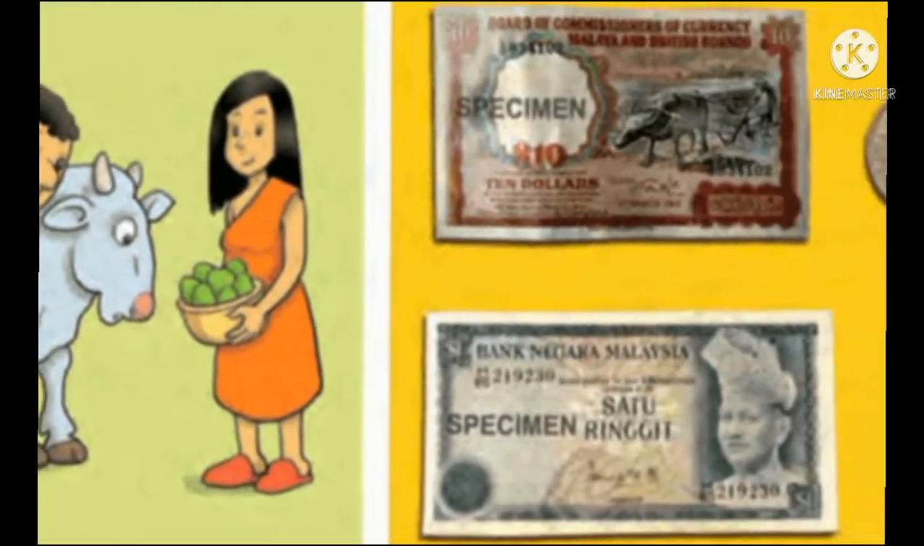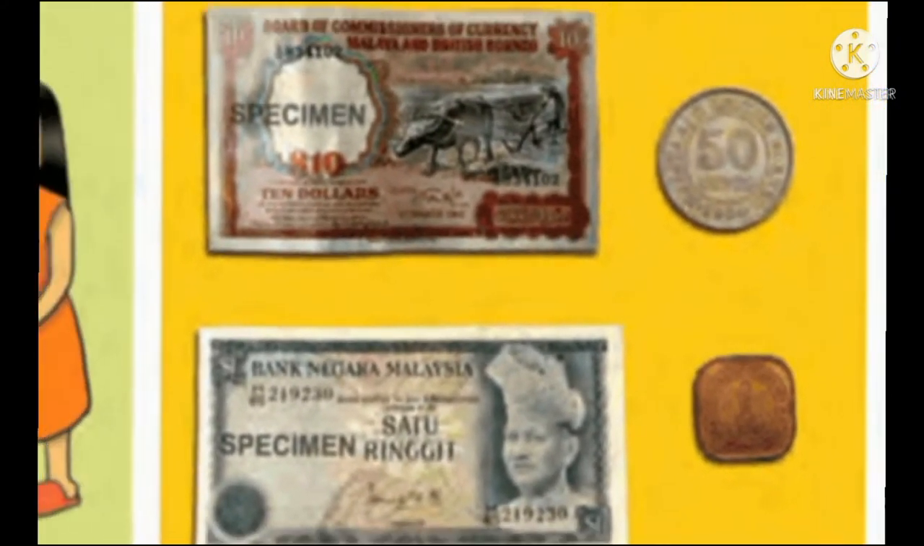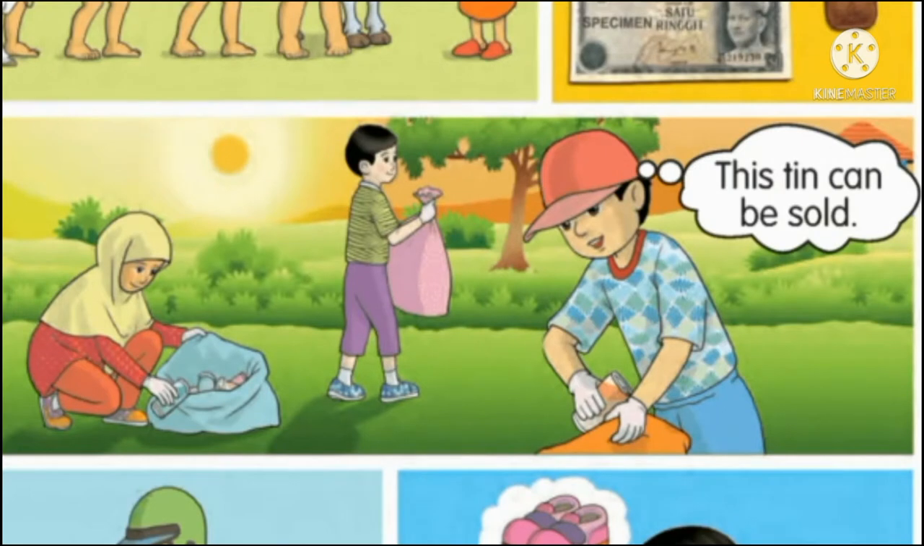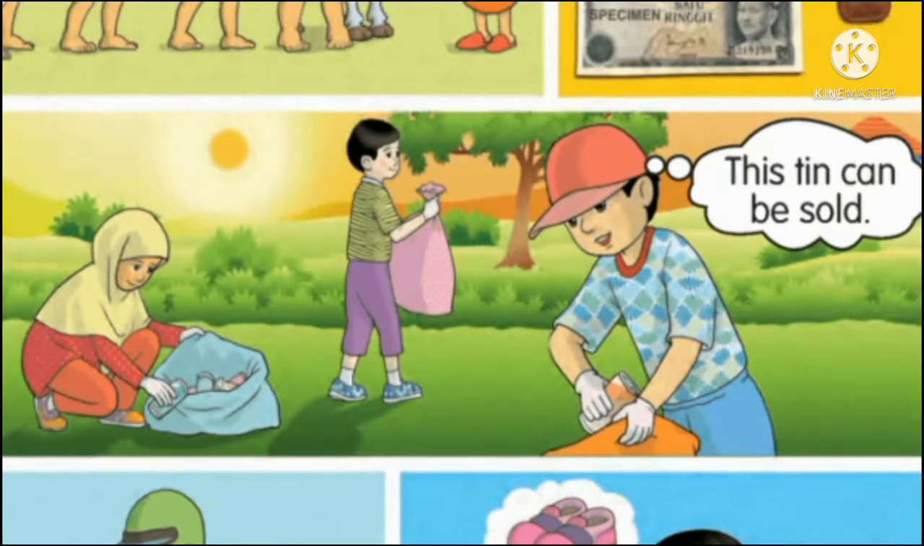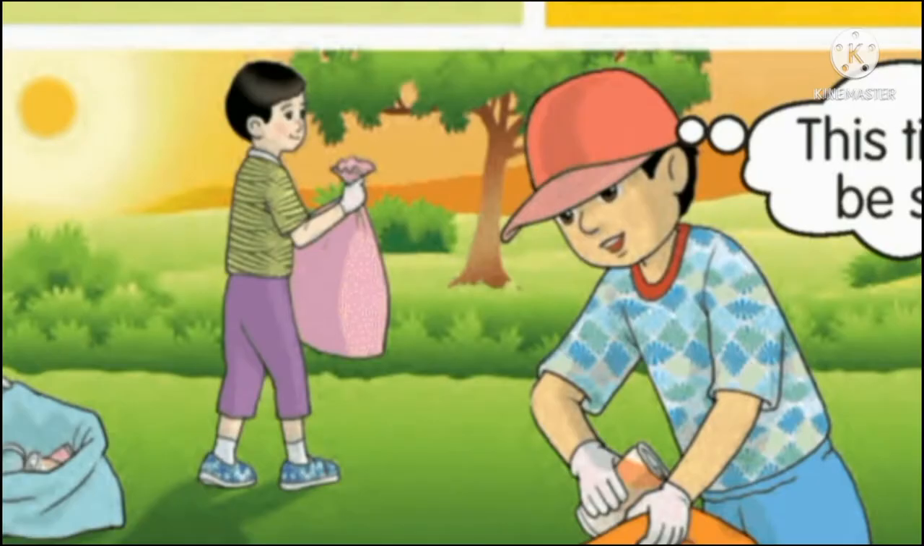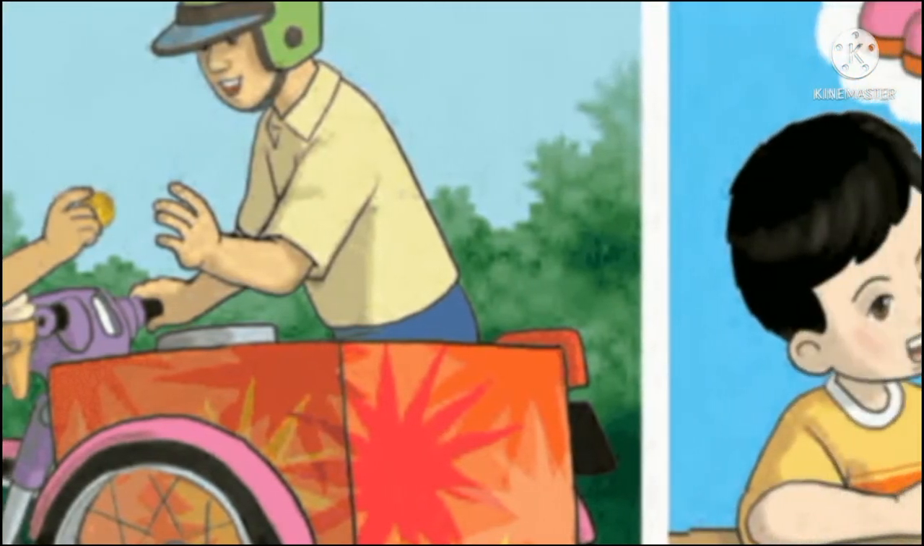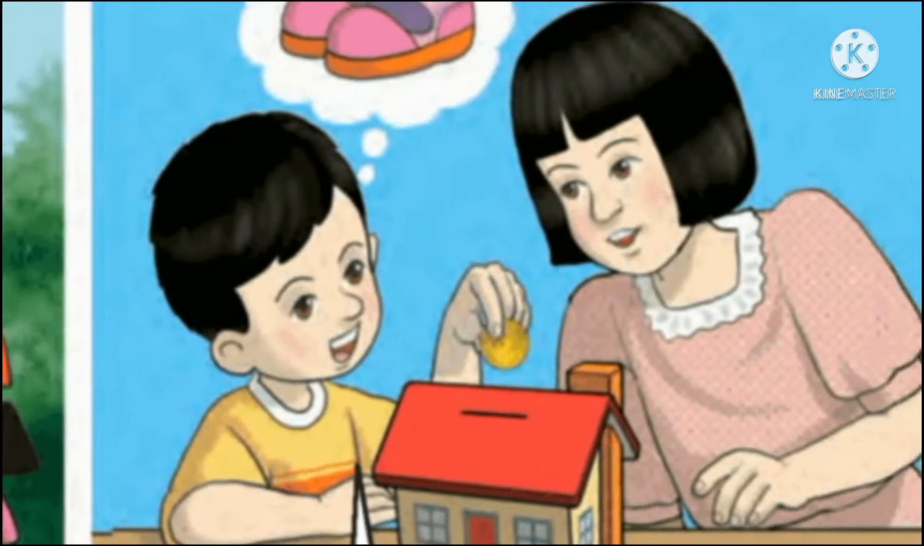Nowadays, people use money in their transactions. We can get money by selling recyclable waste such as bottles, cans, and paper. This way, we can spend wisely and be able to take care of our environment. With the money, we can buy our favorite foods and we can save to get our dream items.